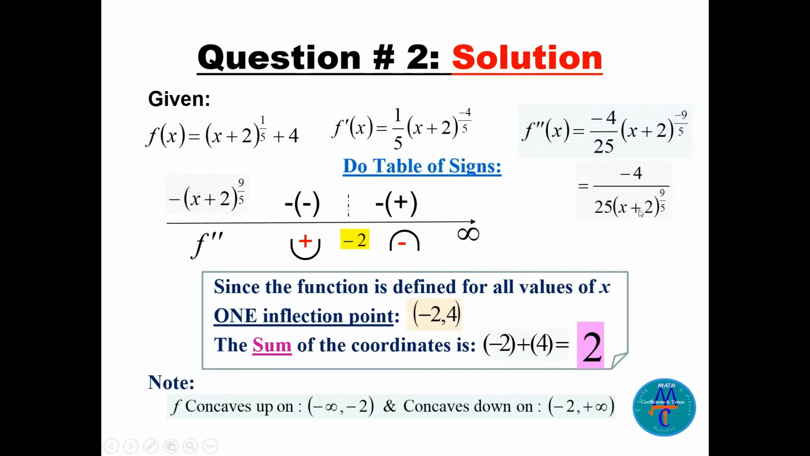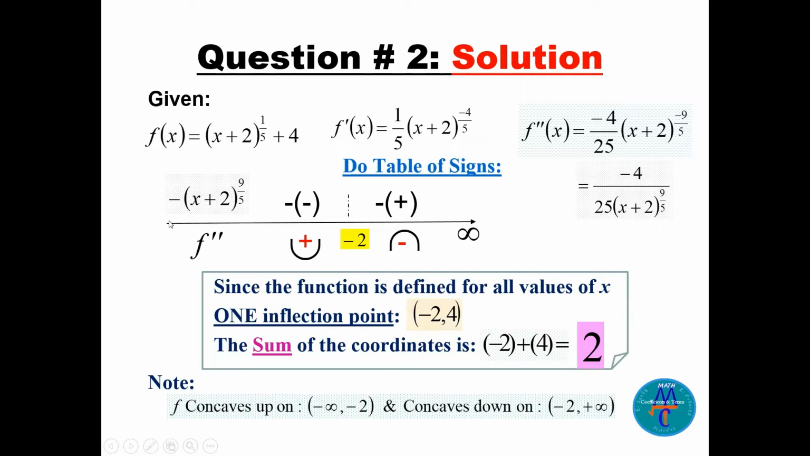So what are the points here that might be inflection points, where f double prime is equal to 0? There is no value for x, and f double prime is undefined at minus 2. So we study f double prime, we do a table of signs at minus 2. Now, this is negative here, so it will be counted in the table of signs. This positive 4, we don't take. This 25, we don't take. So we take minus, and this bracket here, x plus 2 to the power 9 over 5. Now, this is minus 2. It might be an inflection point or not. We have to check.